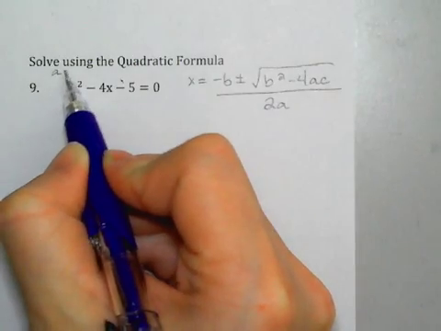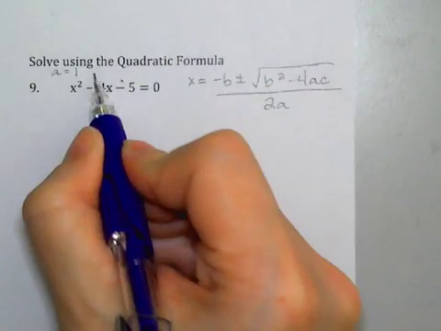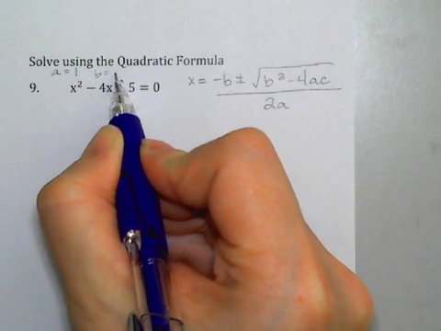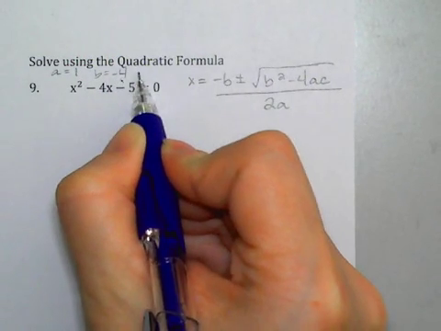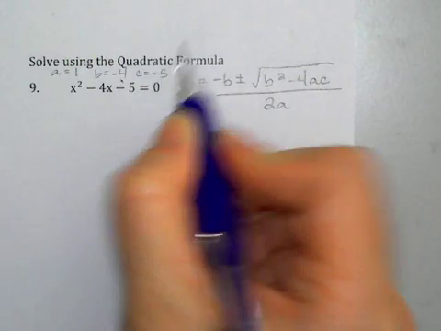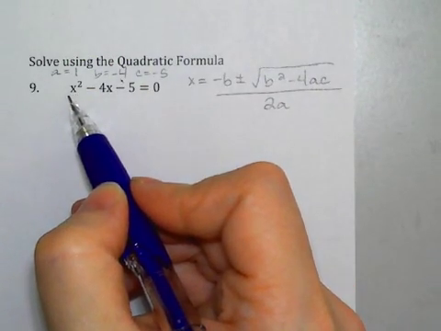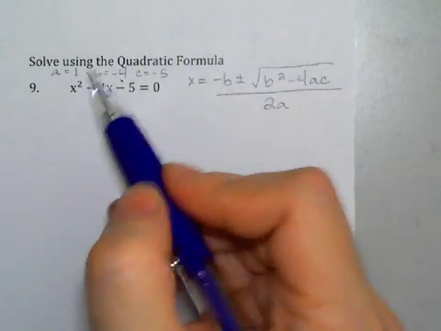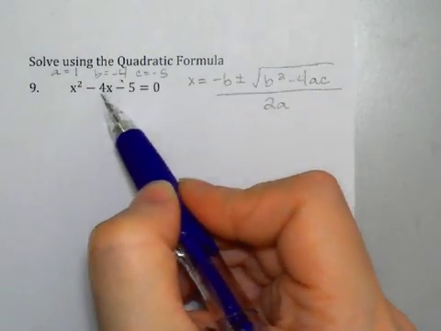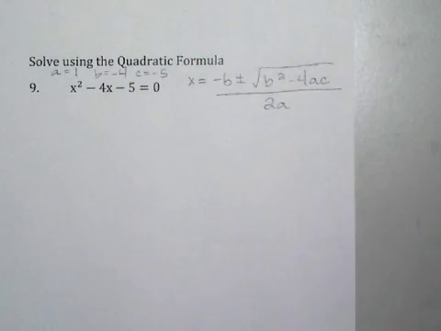In this case, a equals 1, b equals negative 4, and c equals negative 5. A is the number that's in front of x squared. If I don't have a number there, it's 1x squared. B is the number in front of x, and c is the number that is by itself. Make sure you pay attention to where your negatives are.